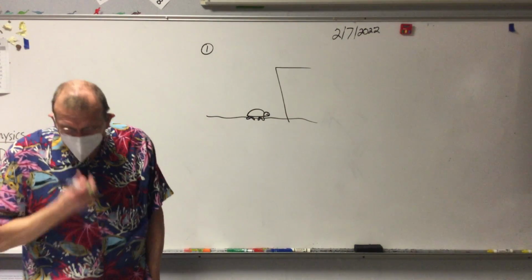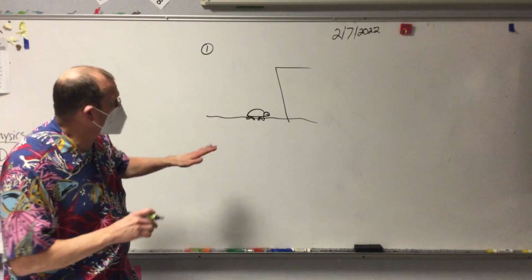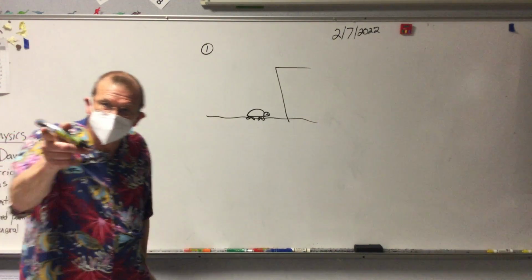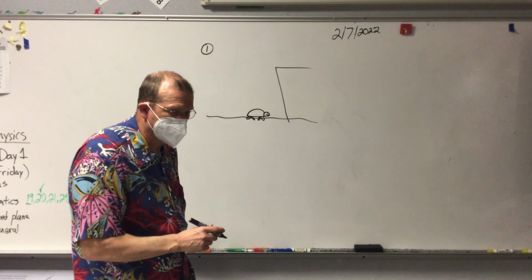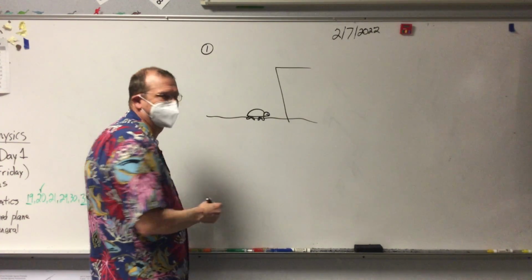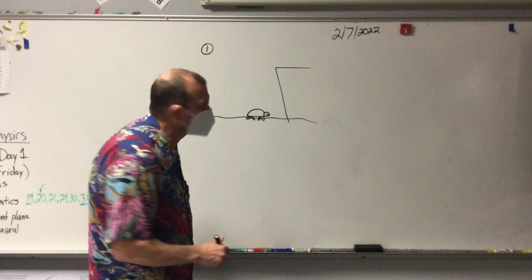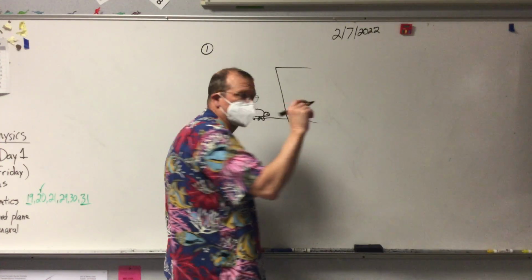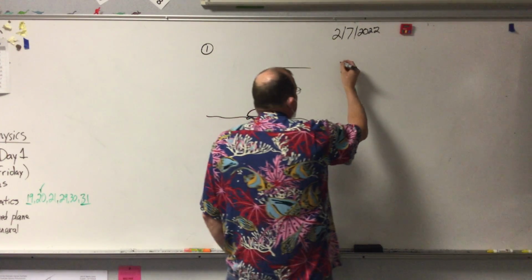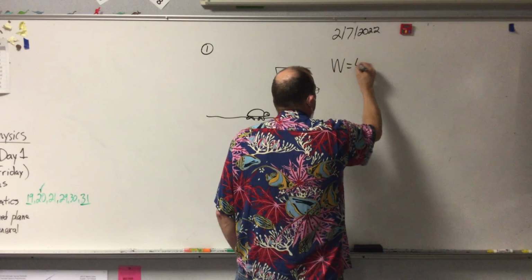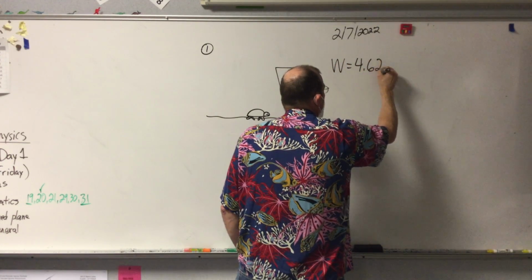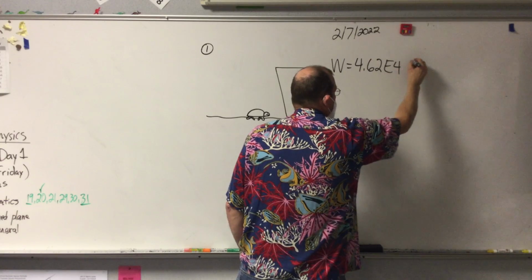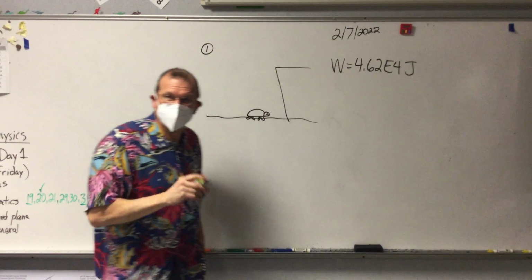Now, what pieces of information do they give us? What's one thing, Ben? They give us the work, the distance, and the mass of the turtle. Okay, so what's the first thing you mentioned? The work, which is 4.62 E4 joules. Okay, hold on. 4.62 E4 joules. Okay, so that's one thing we have.